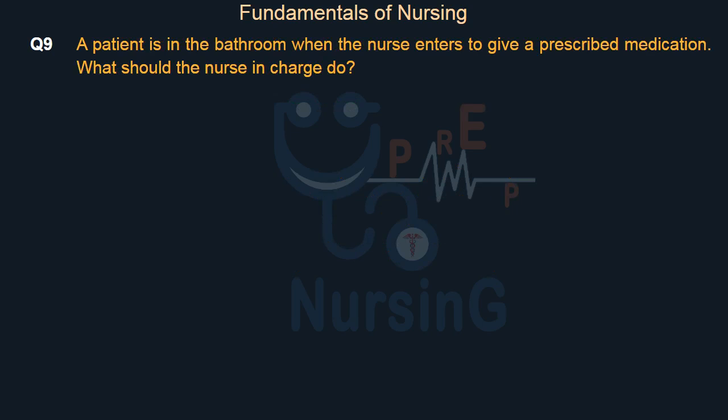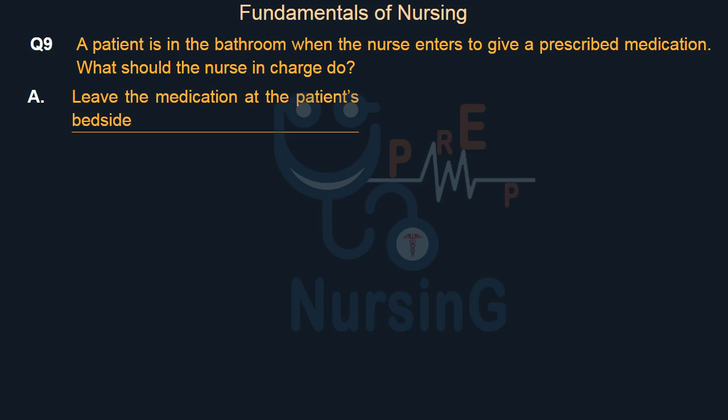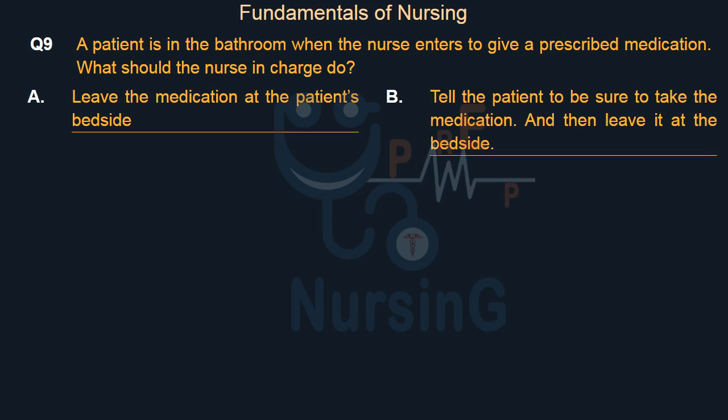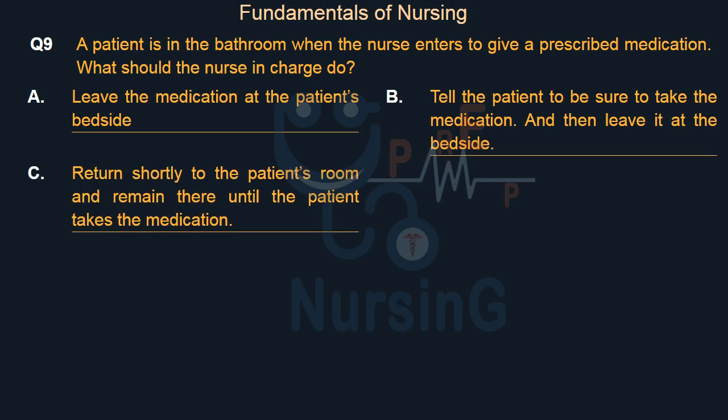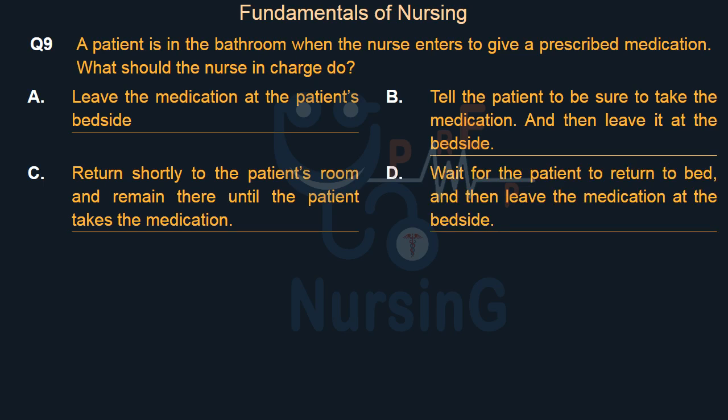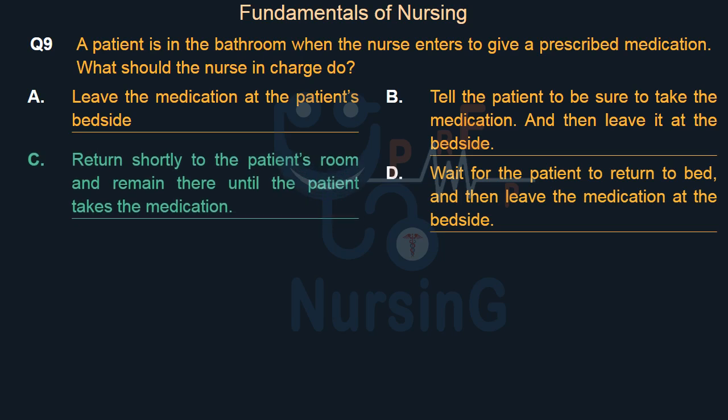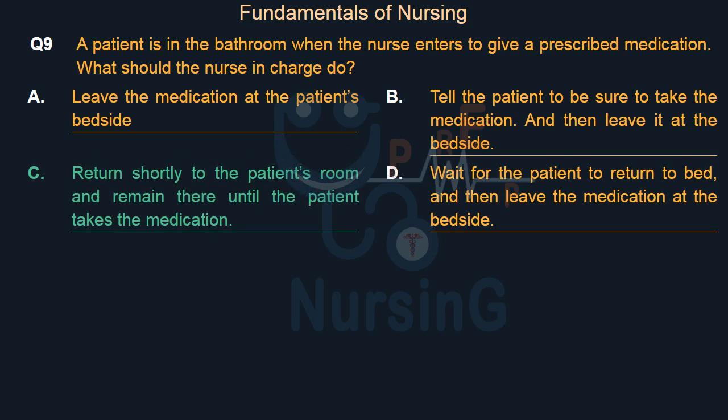A patient is in the bathroom when the nurse enters to give a prescribed medication. What should the nurse in charge do? Option A. Leave the medication at the patient's bedside. Option B. Tell the patient to be sure to take the medication, and then leave it at the bedside. Option C. Return shortly to the patient's room and remain there until the patient takes the medication. Option D. Wait for the patient to return to bed, and then leave the medication at the bedside. Right answer is Option C. Return shortly to the patient's room and remain there until the patient takes the medication.